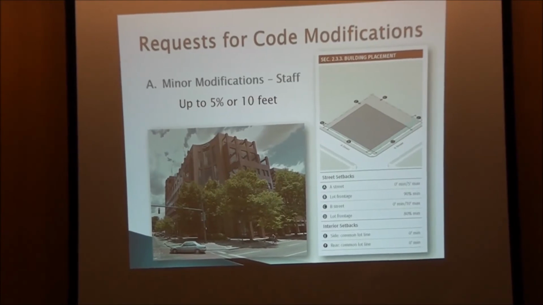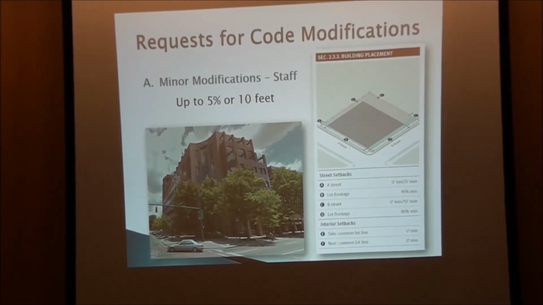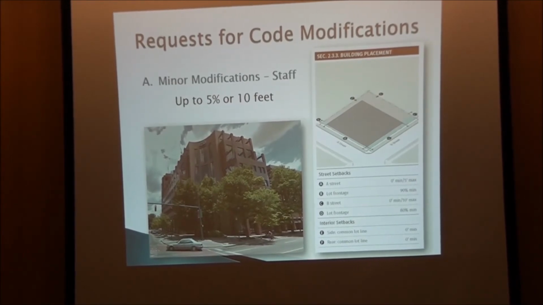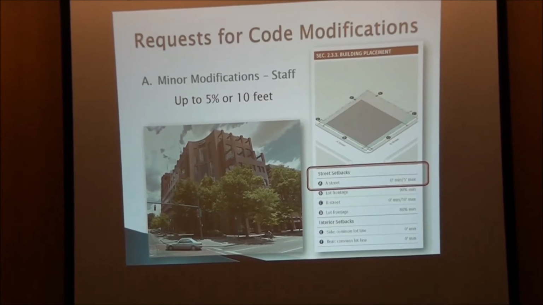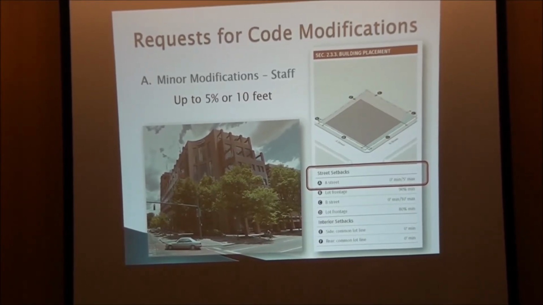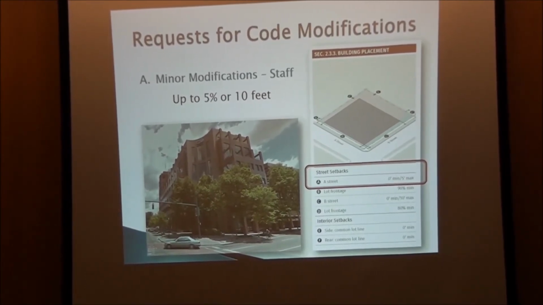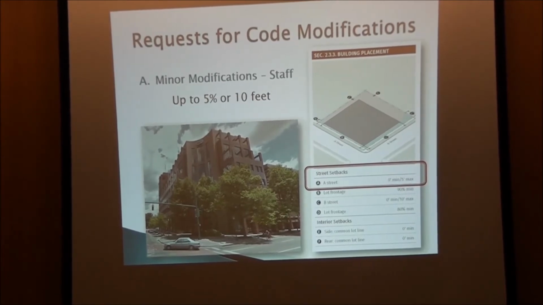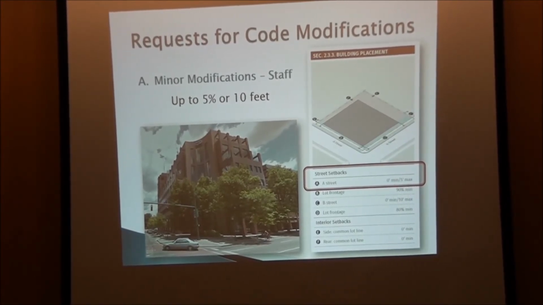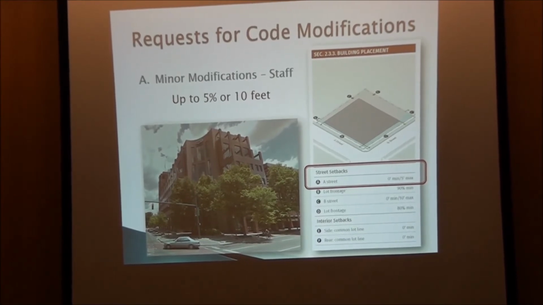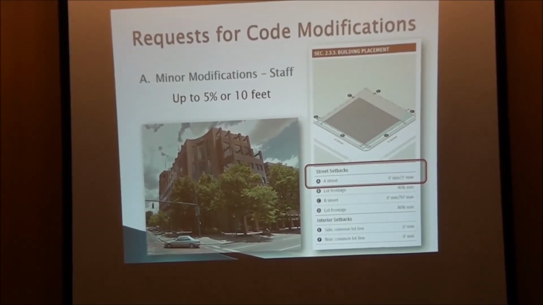So we think this is going to help streamline the processes. If it's a really minor modification, the city staff will be able to do that. Street setbacks is one example I use. Say the standard says your building can be set back between 0 and 5 feet, but maybe you want to set it back 15 feet because you want to do a nice little outdoor cafe in front of the building. The staff can grant those kinds of minor modifications.